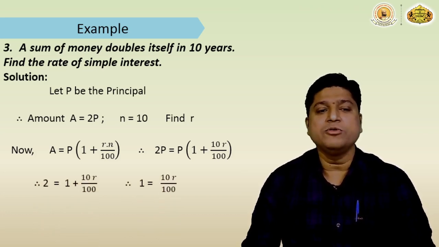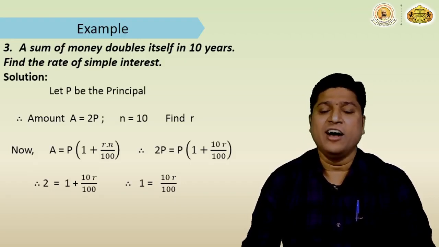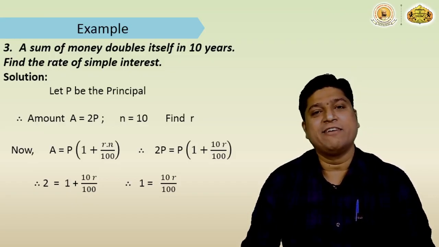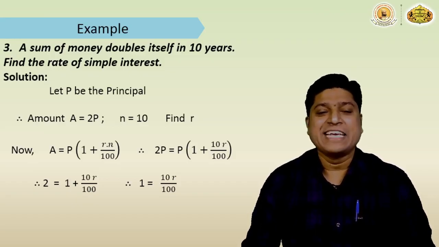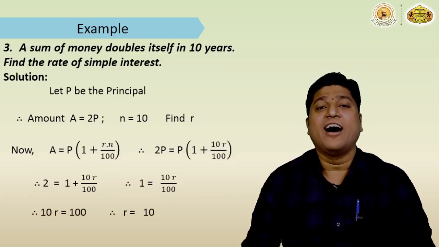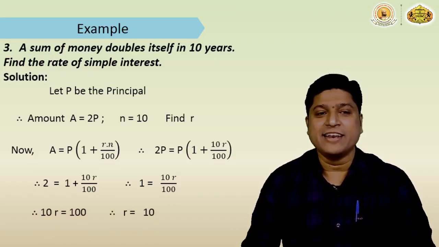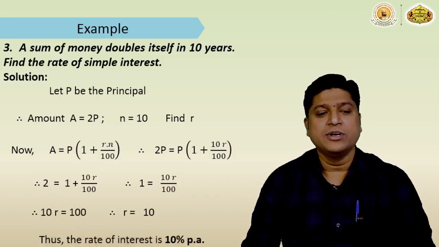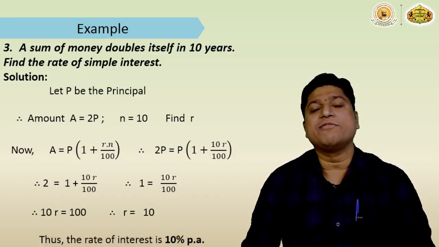2 is equal to 1 plus 10R upon 100. Why? Because P is on both the right hand side and the left hand side, so it will be cancelled. So, 2 is equal to 1 plus 10R upon 100 and therefore, we can say that R is equal to 10, and R is nothing but the rate of interest. So, in this example, the rate of interest is 10% per annum.